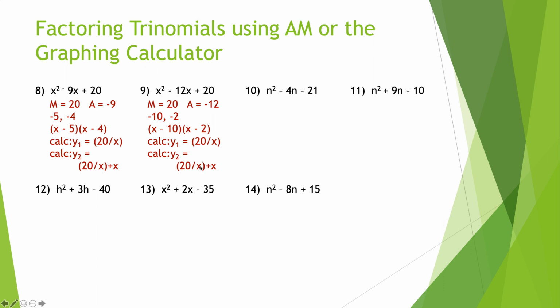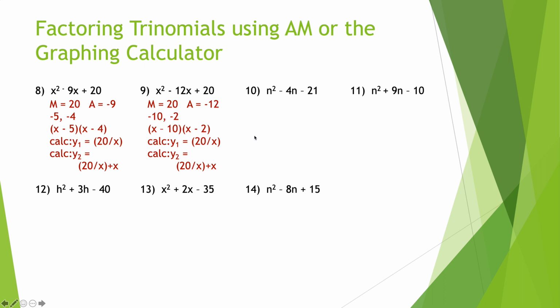The difference between numbers 8 and 9 is in number 8, I'm going to look for where y2, that last or third column, says negative 9, whereas in number 9, in y3, I'm going to look for where it says negative 12. And then when I peek in the columns before what I'm looking for, in number 8, it'll say negative 5 and negative 4, whereas in number 9, it'll say negative 10 and negative 2.